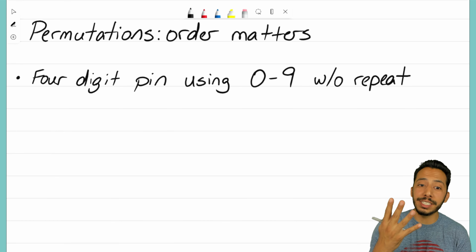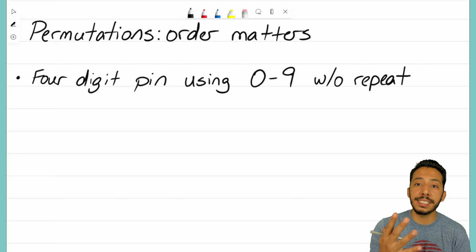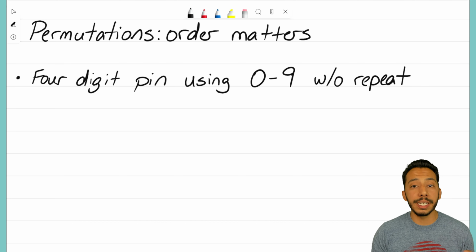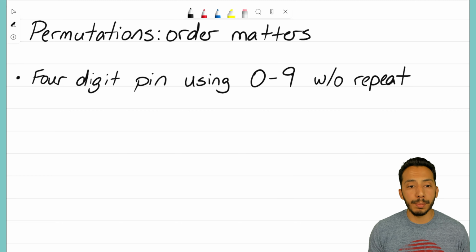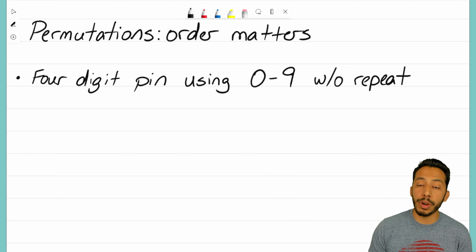Trying to create a 4-digit PIN. Again, we're thinking about that ATM card. I'm trying to create my 4-digit PIN using the numbers 0 through 9, and I'm not going to repeat a number. Okay, we're not repeating a number here. This is a great example of what a permutation is because the order here matters.